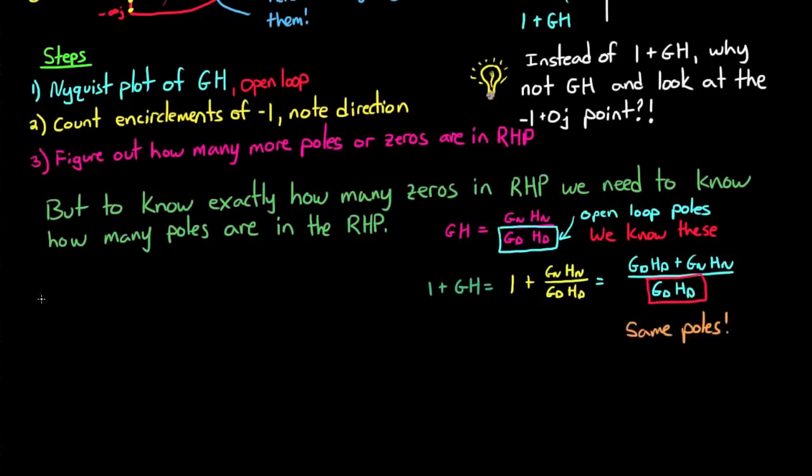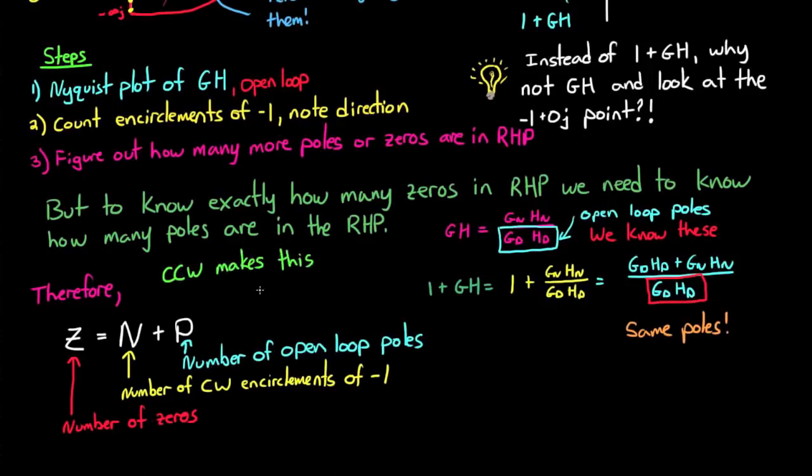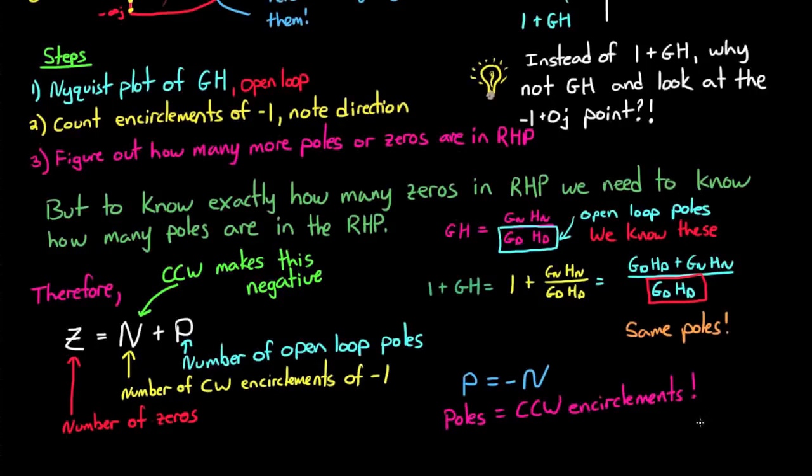And this drives the famous equation that the number of zeros in the right half plane, Z, is equal to the number of clockwise encirclements of minus 1 plus the number of open loop right half plane poles. Or another way of saying this is that in order to guarantee there are no zeros in the right half plane, then you better have exactly 1 counterclockwise encirclement for every open loop pole in the right half plane. Any less than that, and you know you have at least one right half plane zero messing things up.